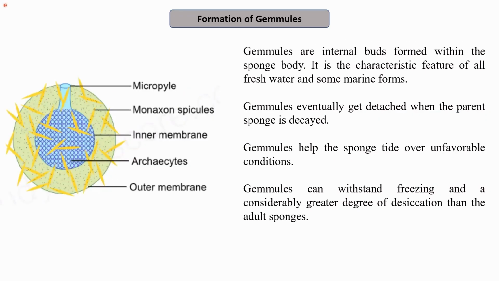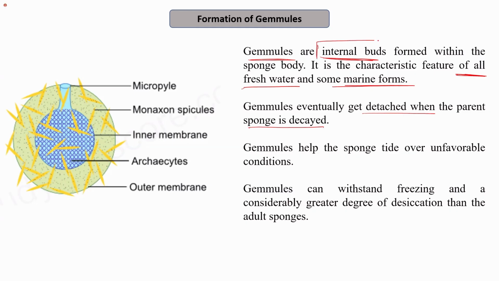The next is the formation of gemmules. Gemmules are the internal buds formed within the sponge body, and it is a characteristic of both freshwater and some marine forms. In all the freshwater sponges, gemmule formation happens, while in some marine forms also gemmule formation may take place. Gemmules eventually get detached when the parent sponge decays. So these are the internal buds.